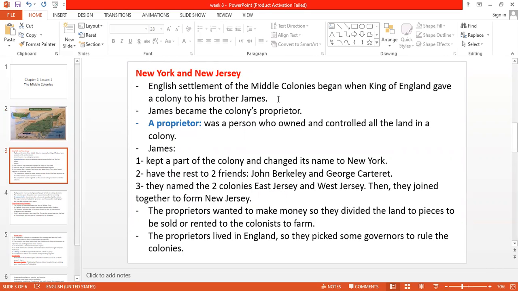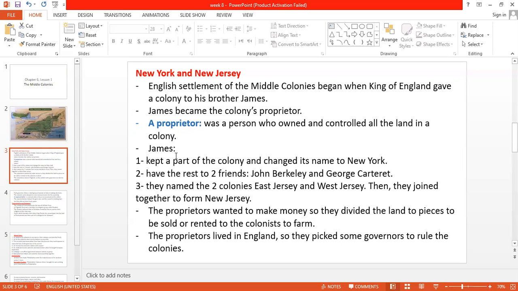Now James, when he took these two colonies, he became the proprietor of the colonies. What is the meaning of proprietor? Proprietor means the person who owned and controlled a colony. Okay, proprietor means the person who owned and controlled the colony.